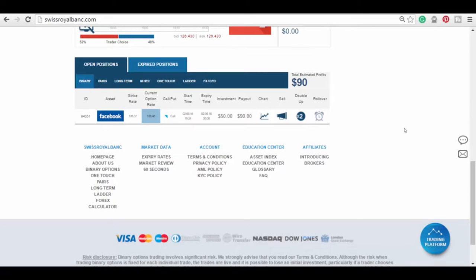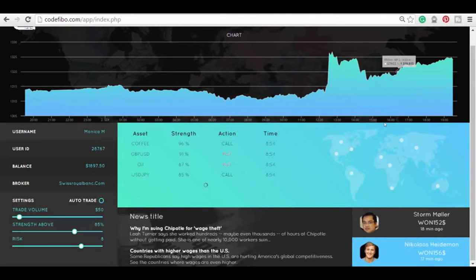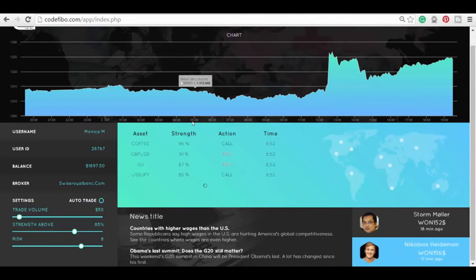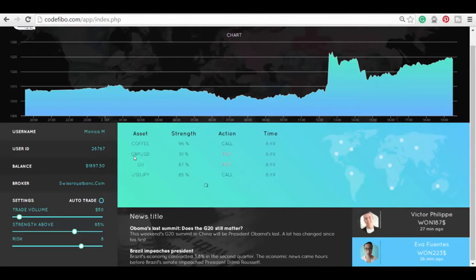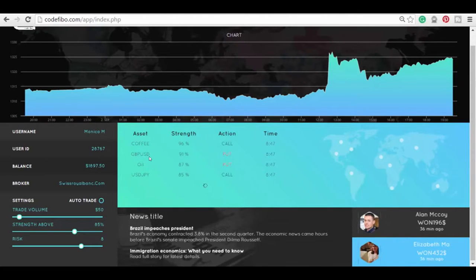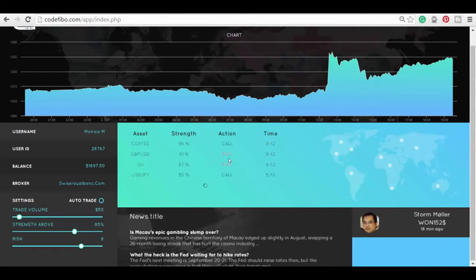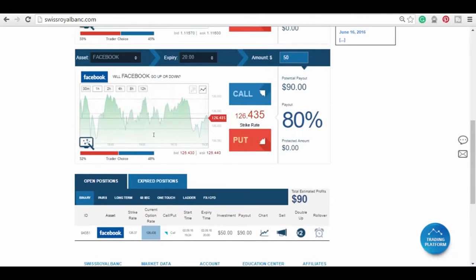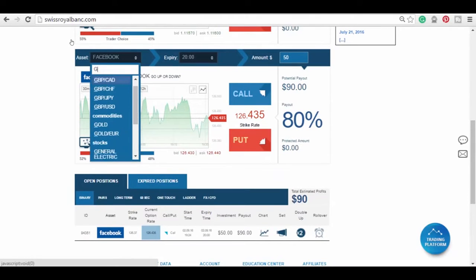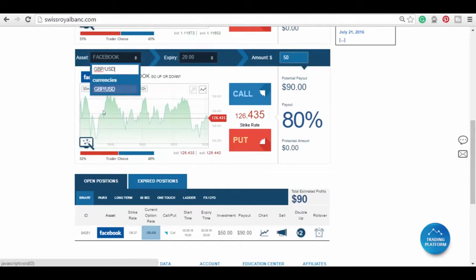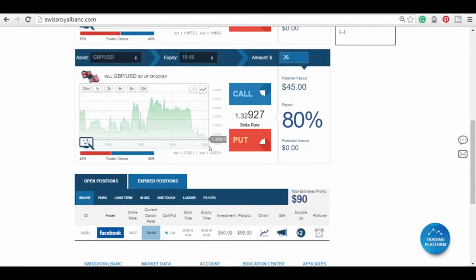At the end of the trading session, let's take a look at the summary, but you saw that both of them ended in profit. Okay, let's go back to CODEFIBO. Let's take our next set of signals: Coffee, GBP USD, oil, and USD JPY. GBP USD put. Let's take a look at that. Wow, it's already so low. Look at that in comparison to the charts, how low it's trending.